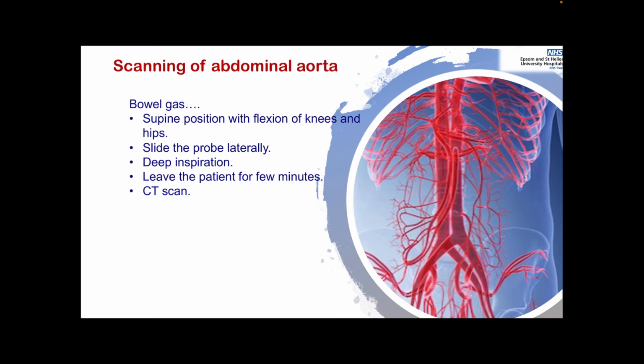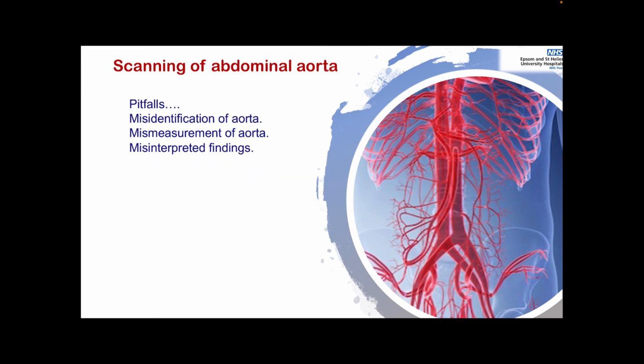Sometimes the patient presents with abdominal pain. They won't allow you to do that. They will jump because of the pain. Leave the patient for a few minutes and come back to them again to do the ultrasound scan. If all of these measures are not helpful, we have to do the CT scan to rule it out.